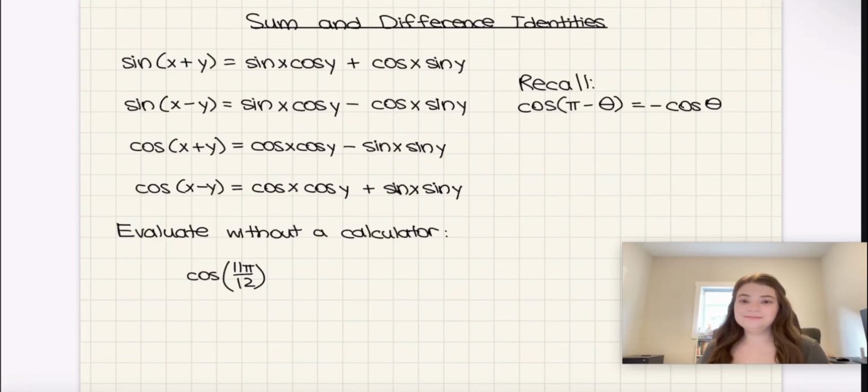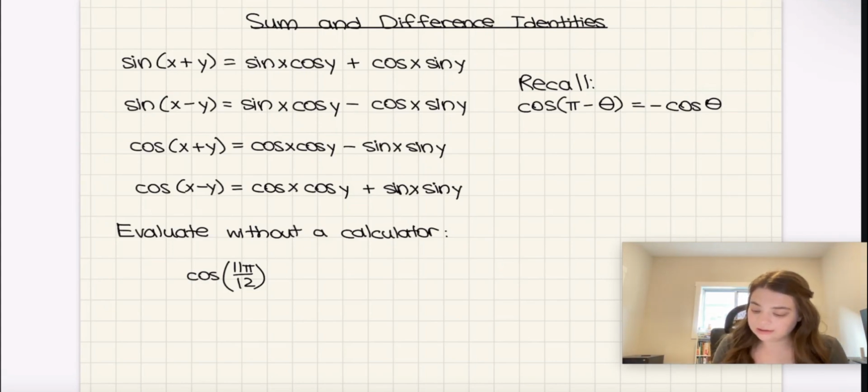Welcome back, everyone. Today we're going to be using sum and difference identities in order to evaluate cosine 11 pi over 12 without using a calculator. So whenever we have something that isn't in the first quadrant, there's a chance we might need to use another identity first in order to help us to figure it out. And this case is no exception.